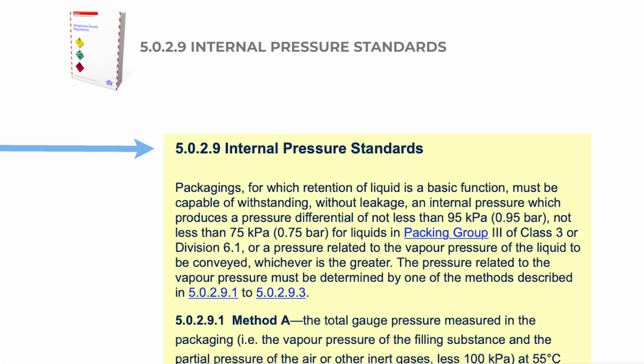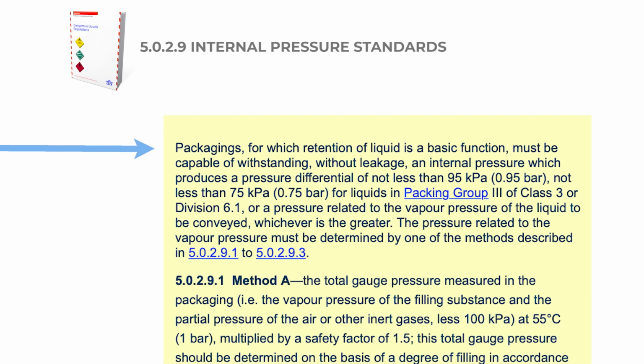Here's what the rule says. Packagings for which retention of liquids is a basic function must be capable of withstanding without leakage an internal pressure which produces a pressure differential of not less than 95 kPa or not less than 75 kPa for liquids in packing group 3 of class 3 or division 6.1, or a pressure related to the vapor pressure of the liquid to be conveyed, whichever is the greater.